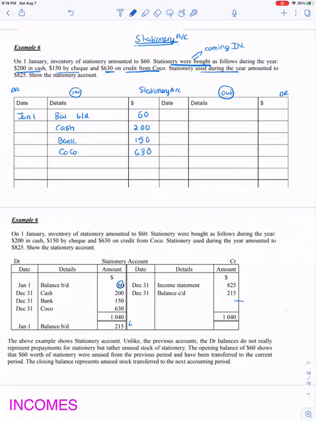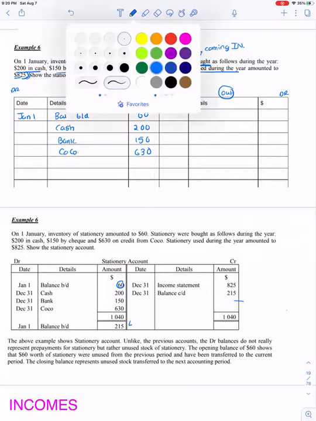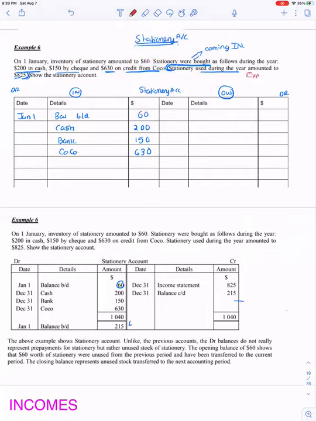Stationery used during the year. The stationery that you use during the year would become your expense for the year, and the stationery used during the year is $825. What you use will become the expense for the year. It would be transferred to the income statement on the last date, that is December 31. Even over here, since we do not know the dates, we will keep the dates as December 31.